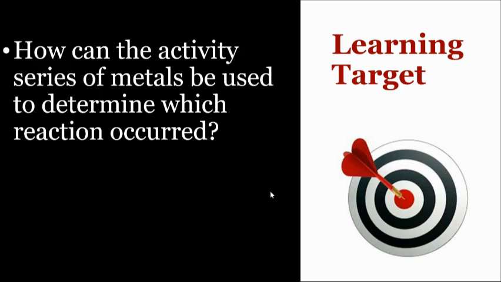All right, we need to briefly review the activity series as this lab uses the activity series. And we've already covered that in our second learning target of the year. But let's go back and look at it again so that we have the ability to be successful on today's lab. How can we use the activity series of metals to determine which reaction occurred?